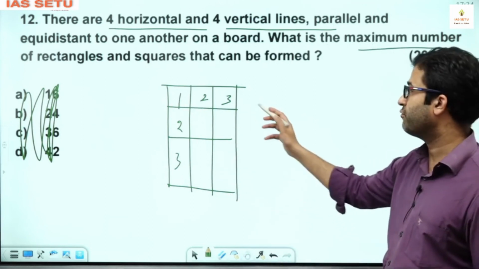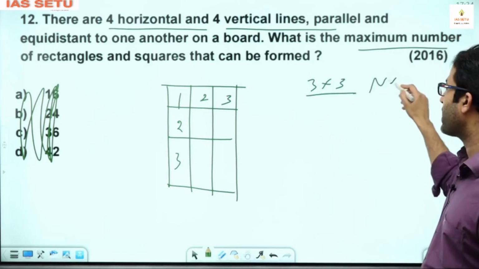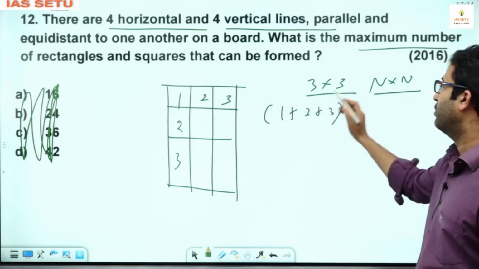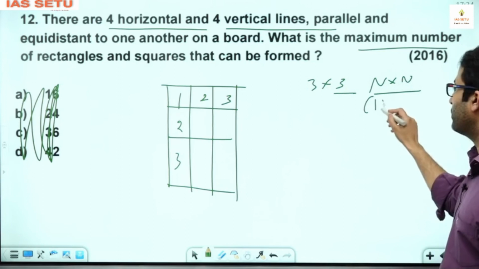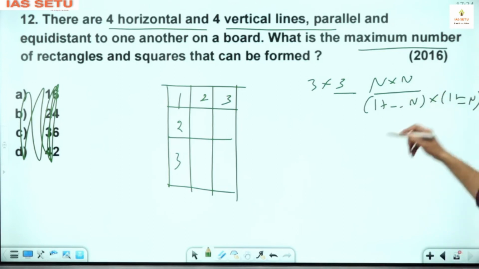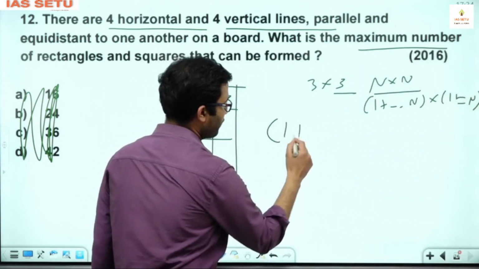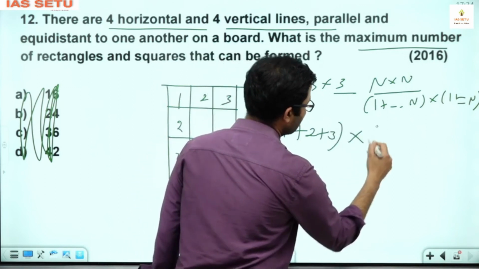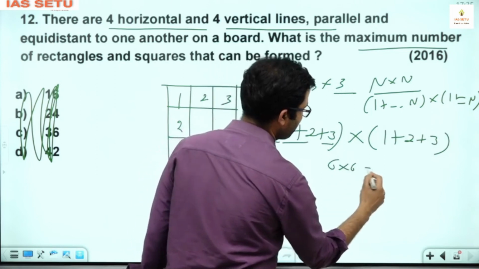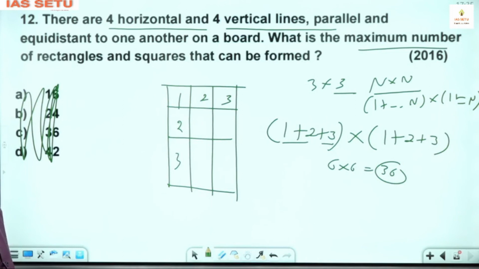So this is 1 2 3, 1 2 3, a 3 by 3 figure. For rectangles, the formula when it is an n by n figure, you can note down, is 1 plus 2 plus 3 up to n into 1 plus 2 plus 3 up to n. Since it is a 3 by 3 figure, we start a bracket 1 plus 2 plus 3 into a second bracket 1 plus 2 plus 3. This is 6 into 6, 36. So in the given figure, we have 36 rectangles.